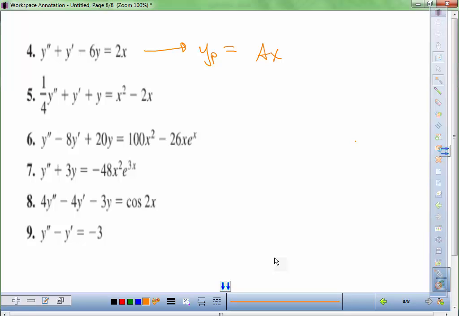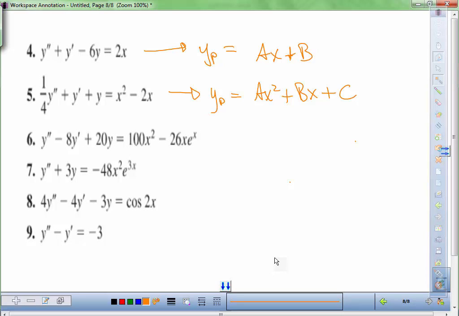Ax plus b. So the thing about polynomials is that if you're missing some terms, you have to make sure you assume that there are going to be other terms of lower degree. So this is to the first power, and so we have to assume that there might be something else of lower power. Okay, so Ax plus b. Similarly, if you have x squared minus 2x, what do you think your particular solution is going to be here? Okay, so there's a plus c business.